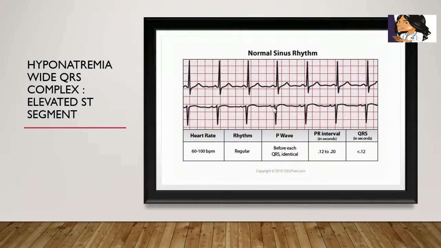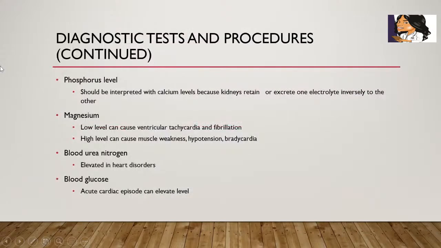We want our patients to have this: heart rate 60 to 100, regular rhythm, P wave before each QRS, PR interval 0.12 to 0.20, and a QRS less than 0.12 seconds. But with hyponatremia, guys, look at the QRS complex, because I know you know where it is now. The QRS complex is going to be wide, and the ST segment is going to be elevated. Okay, and you guys know that when this occurs, the cardiac output for this patient will decrease. And I need to let somebody know right away that this patient has an abnormal lab value, because these lab values, guys, these electrolytes could have effects on the heart.